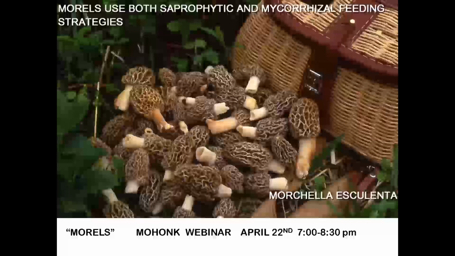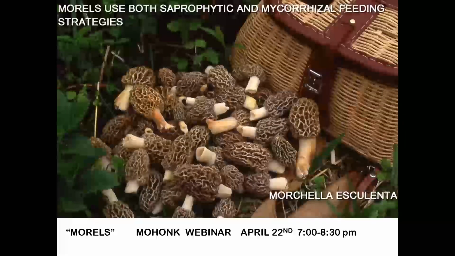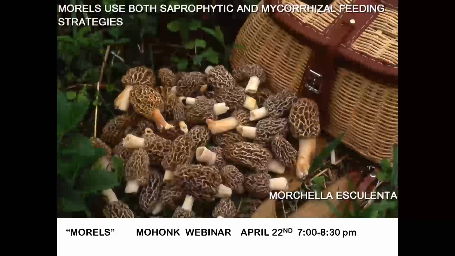And then finally, we have morels. And morels use both saprophytic and mycorrhizal feeding strategies. So that brings us to where we can start talking about mycorrhizae. This is Morchella esculenta, the common yellow morel.